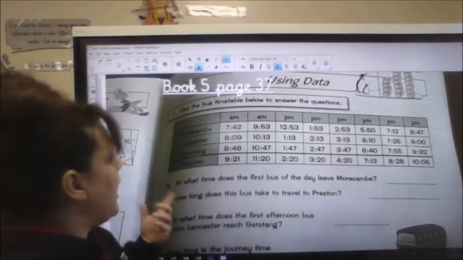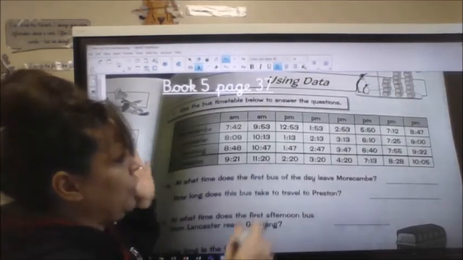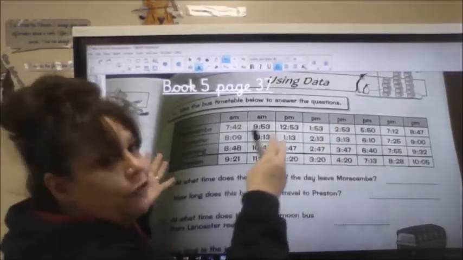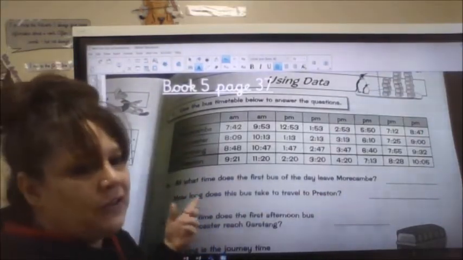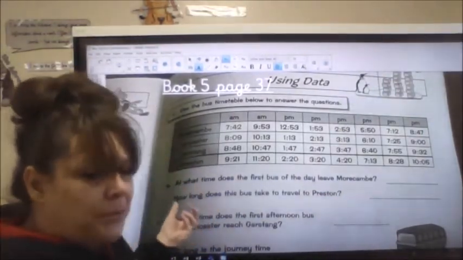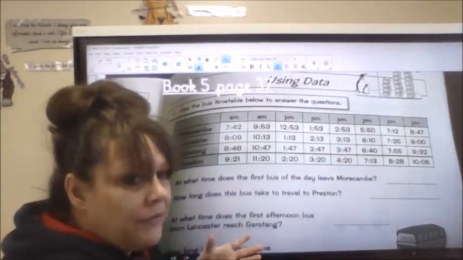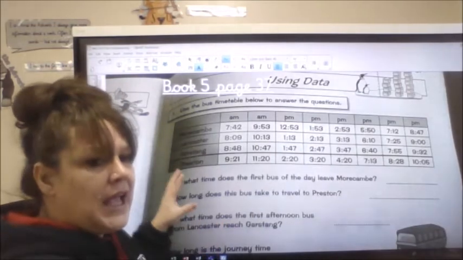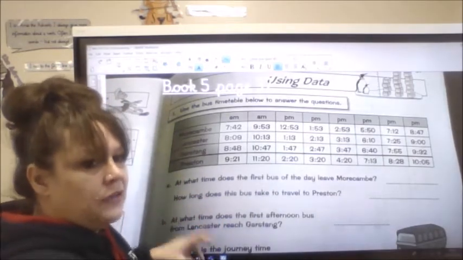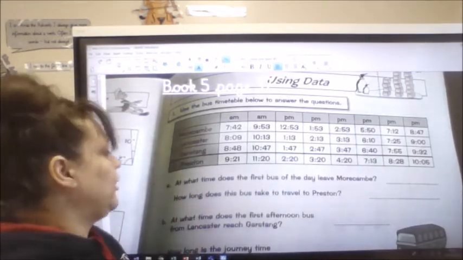So now we know what we're looking at, what the timetable is telling us, then we're going to be able to answer the questions. And just like we did with the bar charts and the line graphs, we need to be able to underline key words and phrases in the question so that we know what we're looking for.